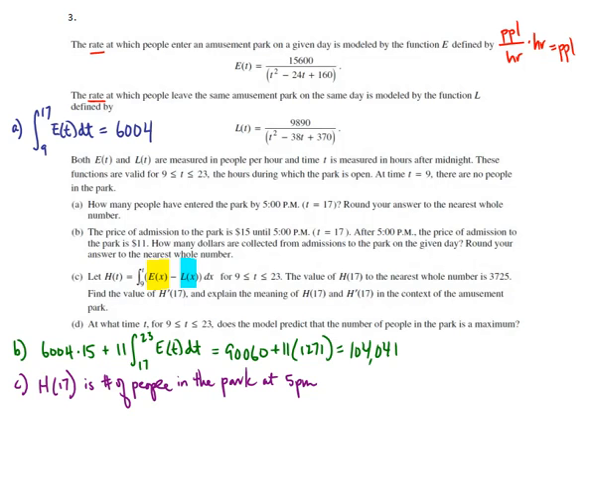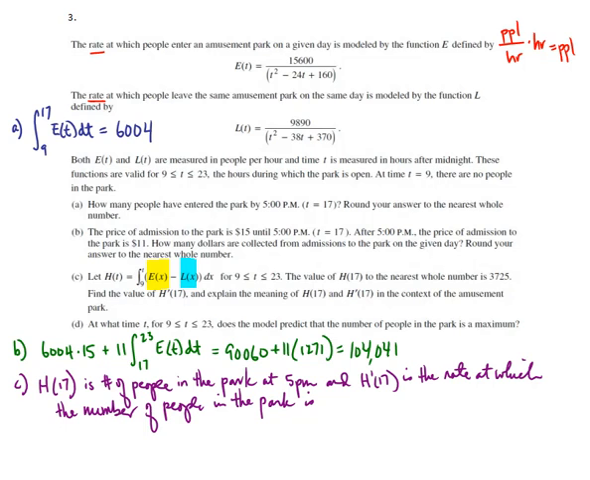And so we can say that h of 17 is the number of people that are in the park at 5 p.m. If the integral from 9 to t of e of x dx is going to give us the number of people that have entered the park by time t, and the integral from 9 to t of L of x dx is going to give us the number of people who have left the park, then the integral of one minus the other is going to give us the number of people that are in the park at 5 p.m. And h prime of 17 is the rate at which the number of people in the park is changing.